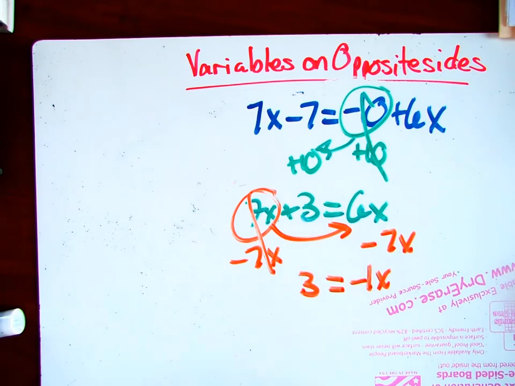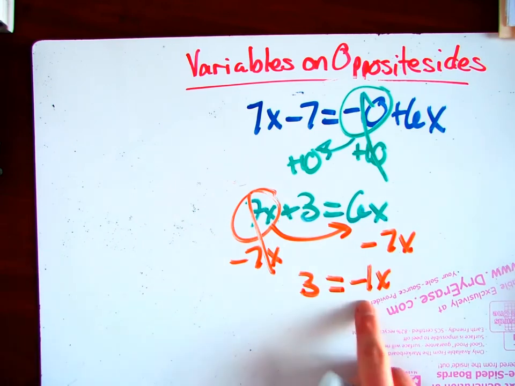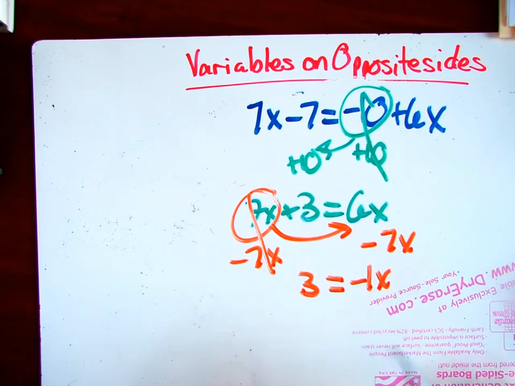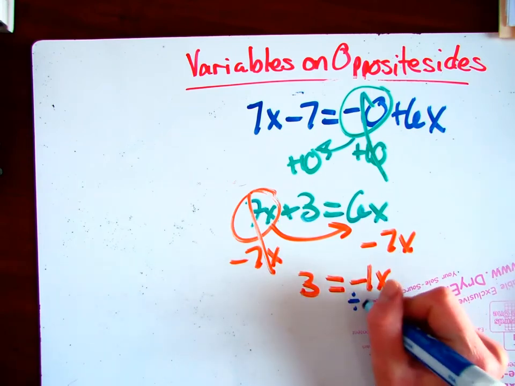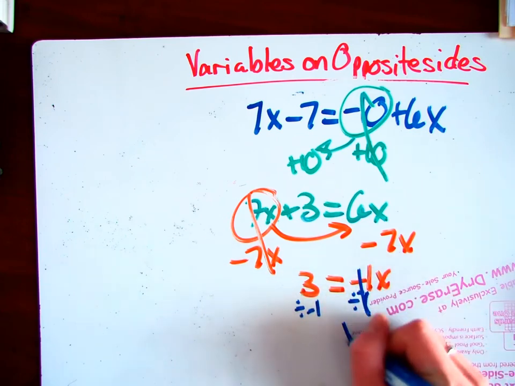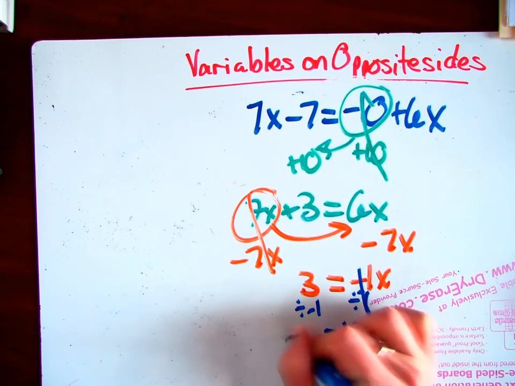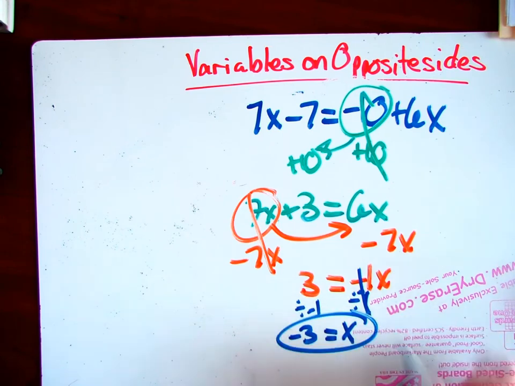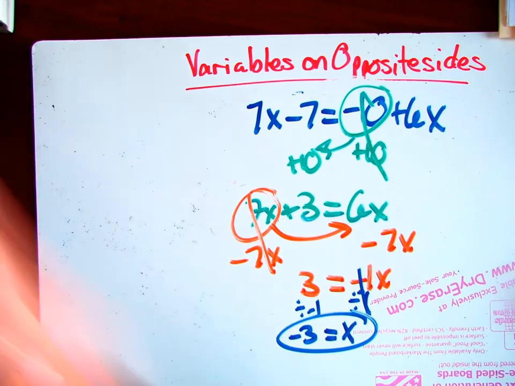Now remember, if you end up with something like this, we cannot leave a negative sign in front of x, so that means I'm going to have to get rid of it. This is a pretty easy trick. We'll just divide by negative 1 on both sides. X is by itself. Bring down the equals. Final answer is negative 3. It is totally fine that our answer is backwards. We're good. This is done.